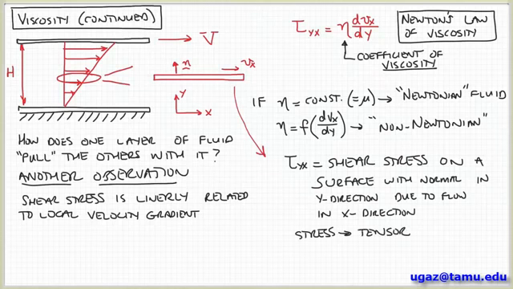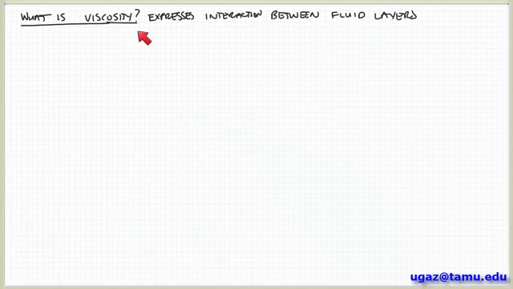We need 9 components to describe the state of stress, because it depends on both the orientation of the surface and the direction of the force, both of which are vector quantities. Okay, now that we have some idea how to think about viscosity in terms of the relationship between stress and deformation, it's useful to think more deeply about what exactly this coefficient represents.